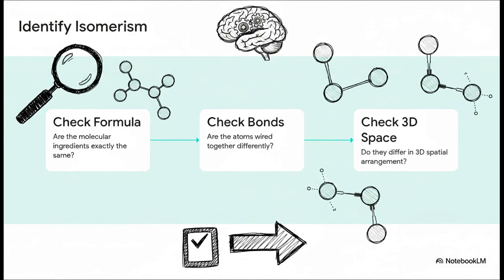So, if you're ever looking at 2 compounds and trying to decode their relationship, the text gives us this flawless, really elegant 3-step procedure. Step 1, check the molecular formula. Are the ingredients exactly the same? If yes, keep going. Step 2, check the connectivity. Are they wired together differently? If they are, boom, it's structural isomerism. Step 3, if they're actually wired the exact same way, then check the spatial arrangement. Do they differ in 3D space? If yes, you are dealing with stereoisomerism. It's just a super logical checklist.